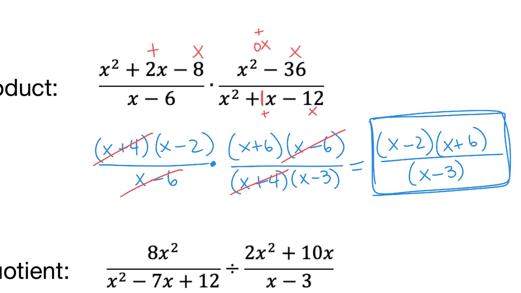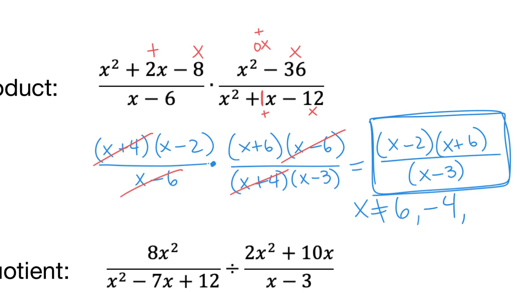And then let's state our domain. X cannot equal, if I set x minus 6 equal to 0, it would tell me +6. I had to include that one even though it canceled because it was on bottom at one point. I also need to include this one even though it was canceled. So x plus 4, if I set that equal to 0, it would give me -4.